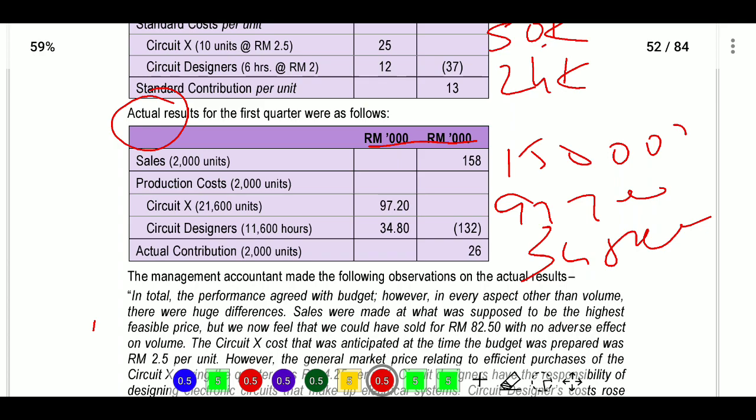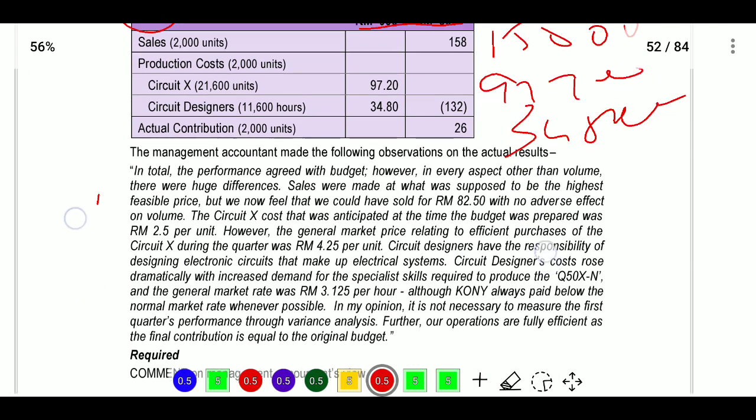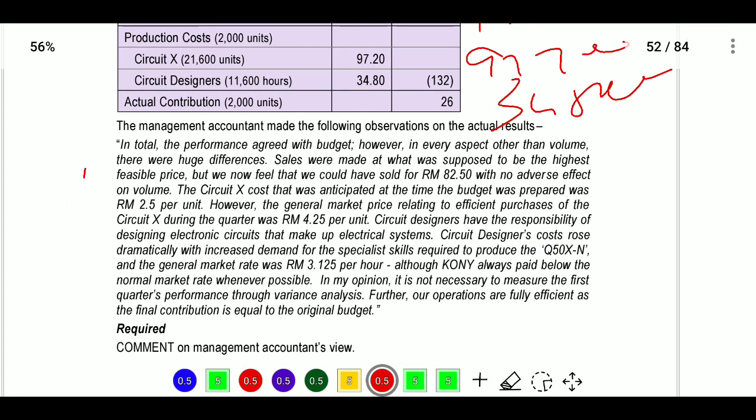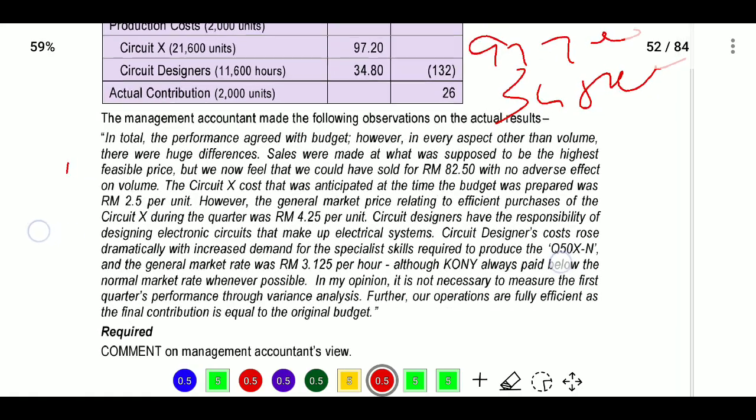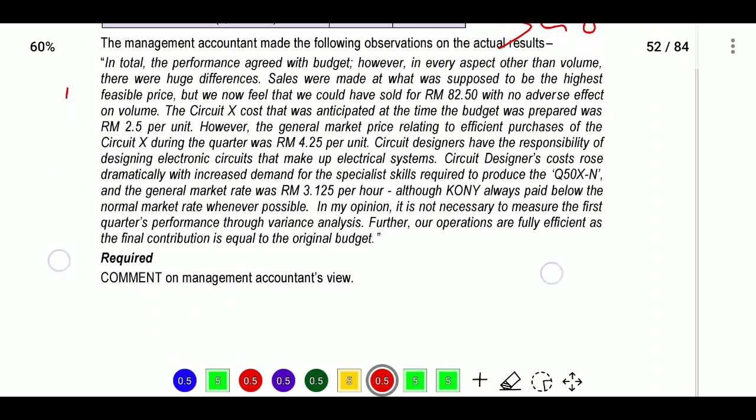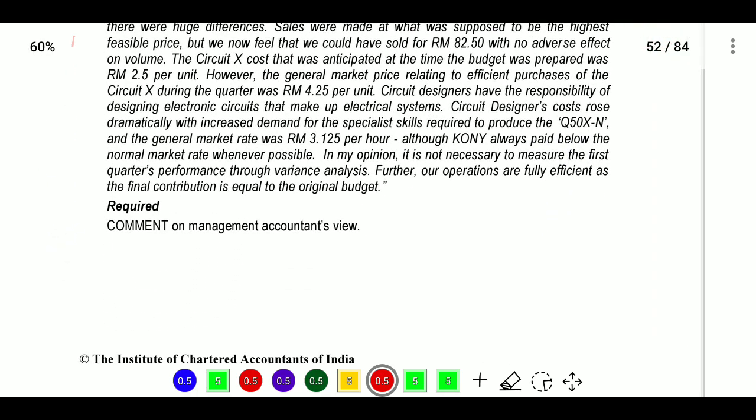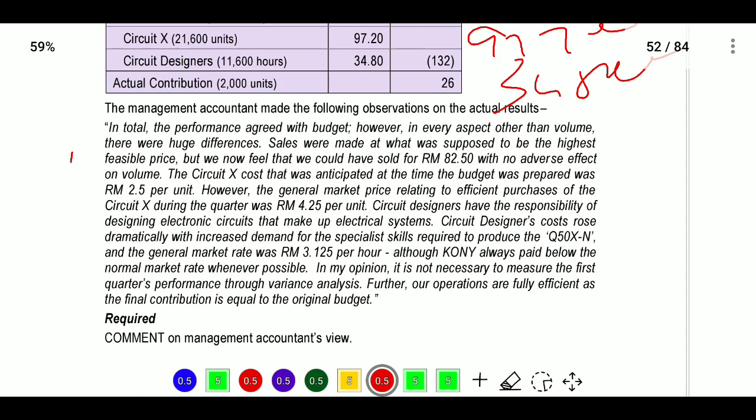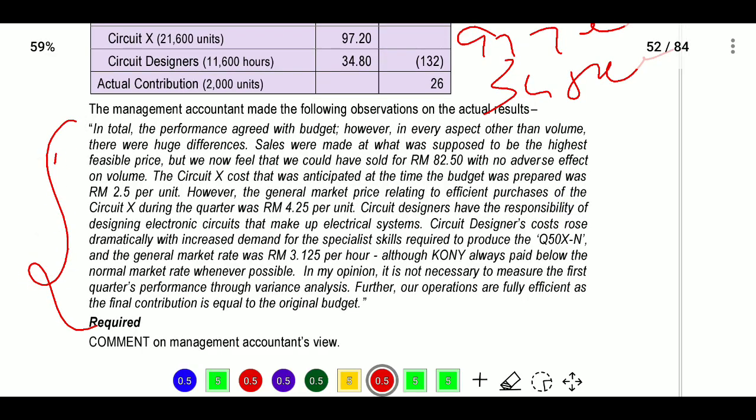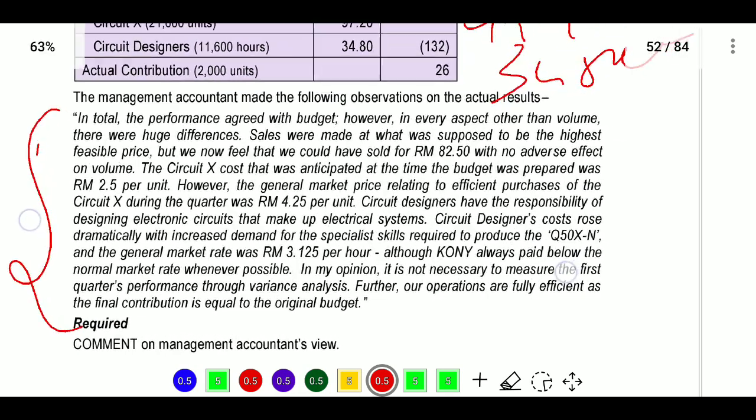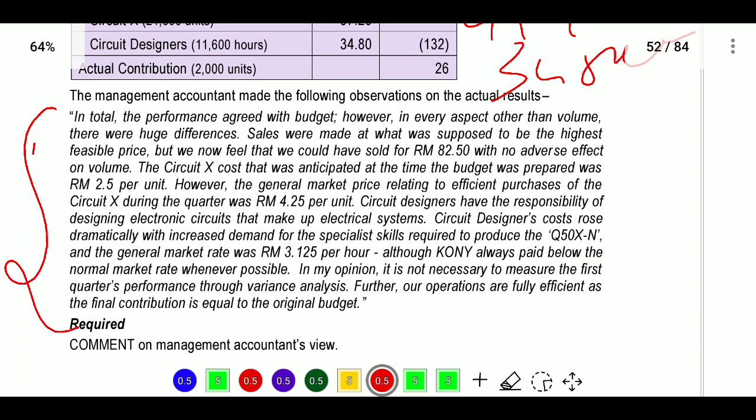Okay, next, the management accountant made the following observations on the actual results. So firstly we will see what is required, the comment on the management accountant. We will answer based on this information. The total performance agreed with the budget. However, in every aspect other than volume there were huge differences. So he is telling there is some difference between budgeted and actual.